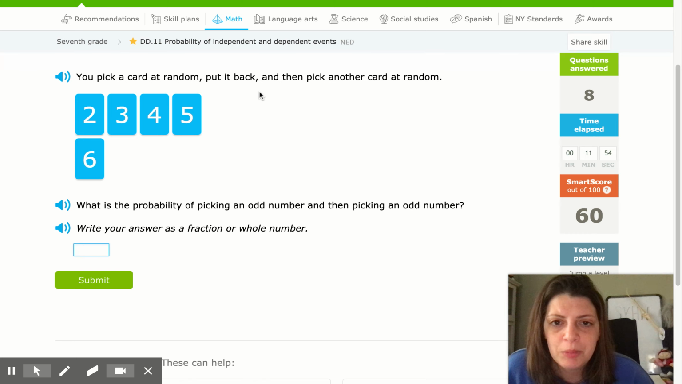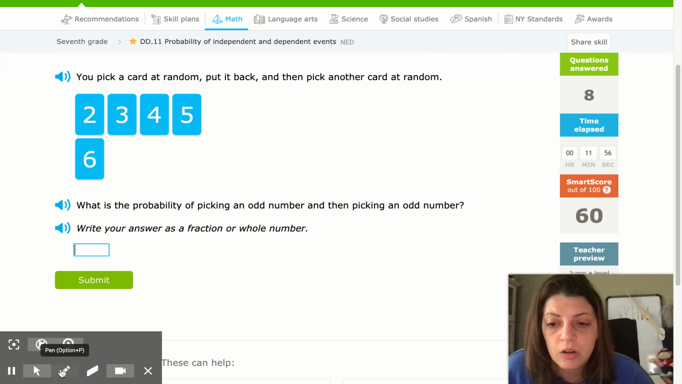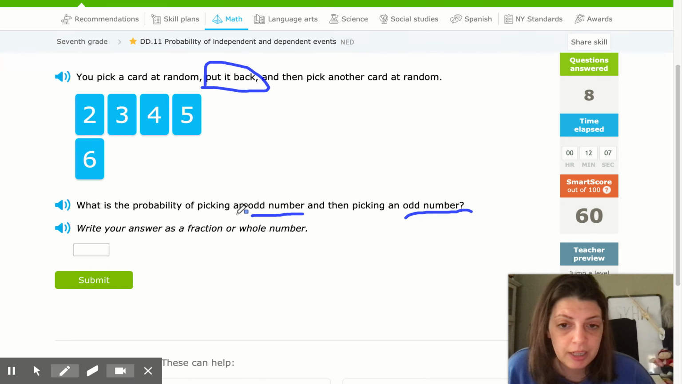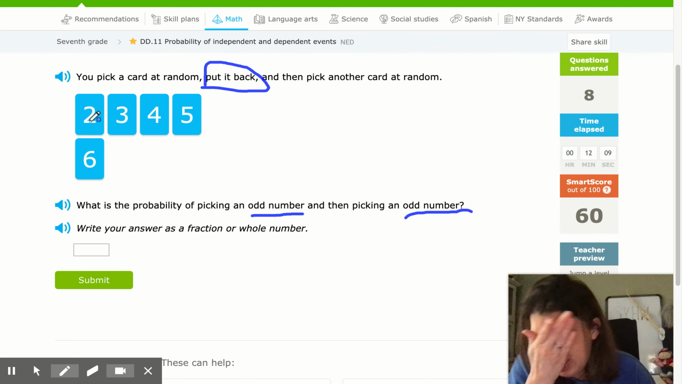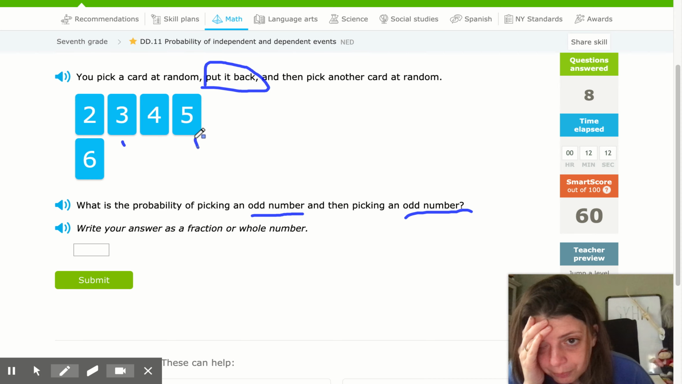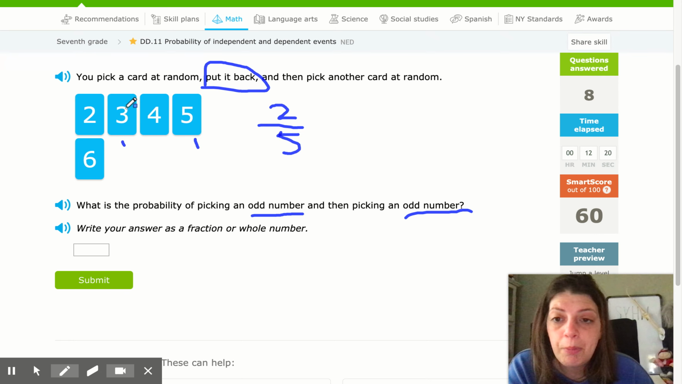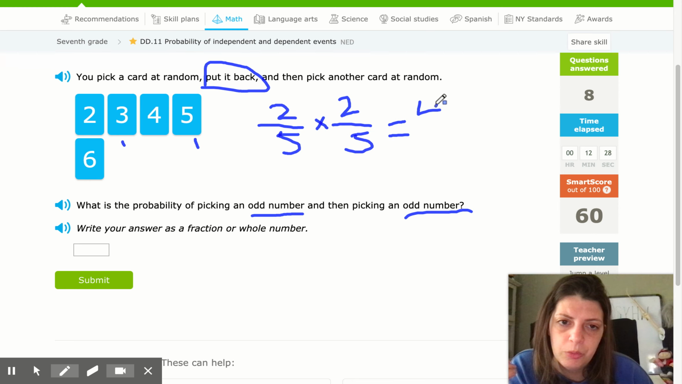You pick a card at random, you put it back, then you pick another card. Oh, I'm putting it back. You have to read this part up here. So it's independent. Nothing is going to be different. I'm going to pick an odd number and then an odd number again. So it's going to be the same probability both times. So odd is 3 and 5. There's only 2 odd numbers. 2 out of 1, 2, 3, 4, 5. 2 out of 5. I'm putting it back, so if I pick it, doesn't matter. It's going to be the same probability the second time. 2 out of 5, and that's going to be 4 out of 25.